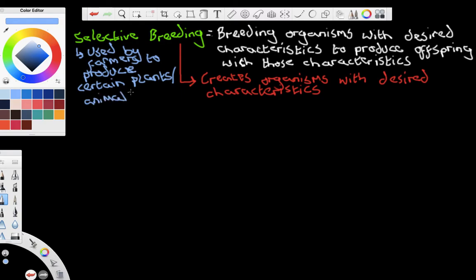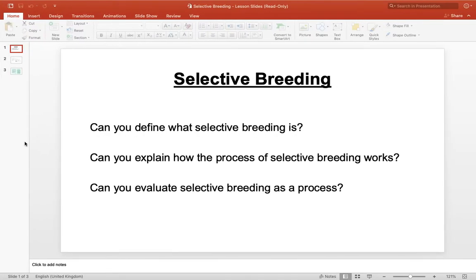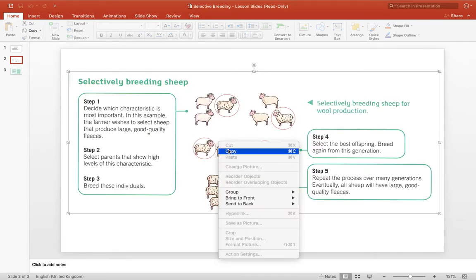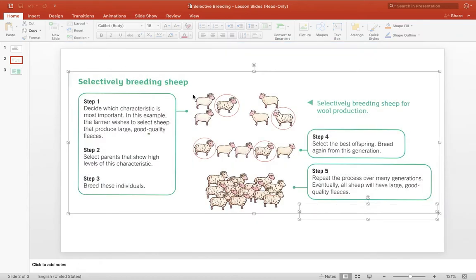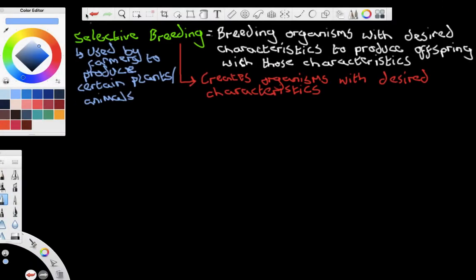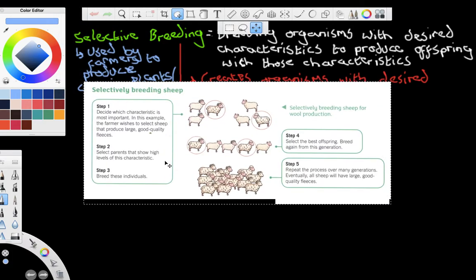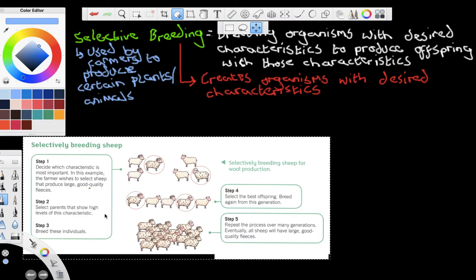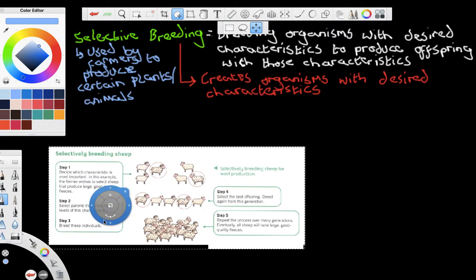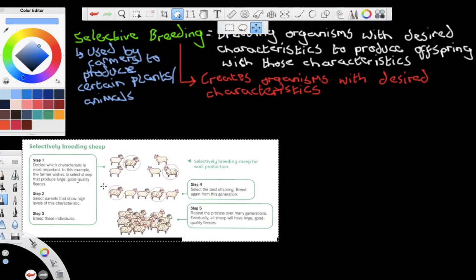So we need to think about how the process of selective breeding works. And to do that, we've got an image on the PowerPoint that looks like this. And we can paste this in, like so. We can move it down a little bit over to here, so we've got room, make it a bit smaller. If you want to see it in more detail, it is on the PowerPoint. And we can put the subheading, process of selective breeding.